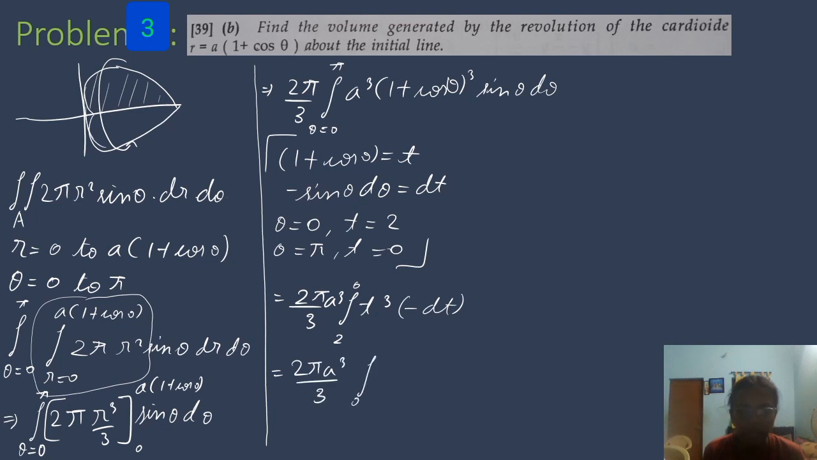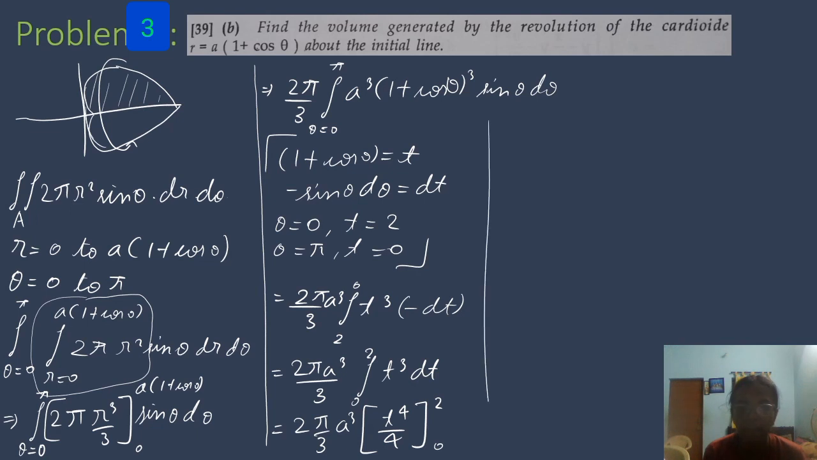We'll get 0 to 2 of t cube dt. By integrating this, we'll get t to the power of 4 by 4. Upper limit is 2, lower limit is 0. So 2 pi a cube by 3. If we apply the limits, we get 2 to the power of 4, which is 16, by 4, so we'll get 8 pi a cube by 3 cubic units as the volume.